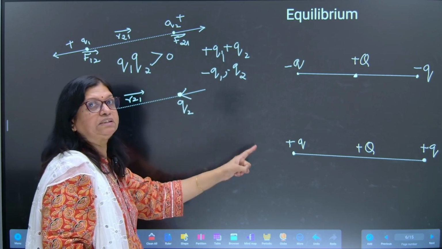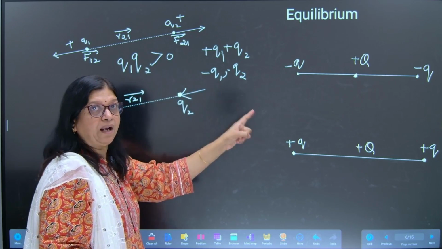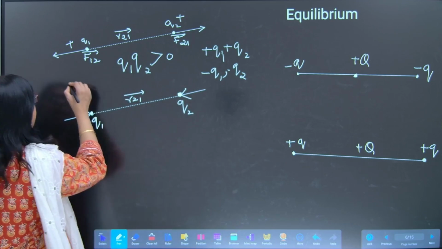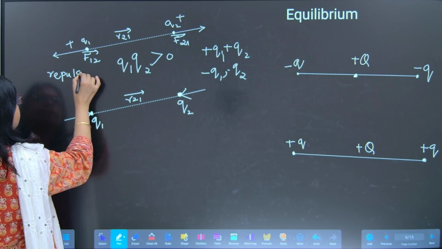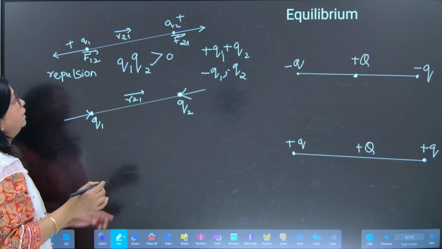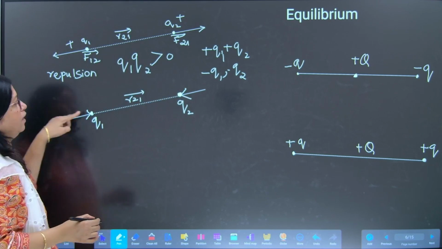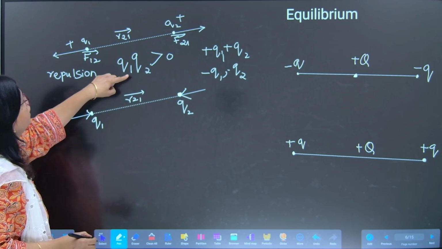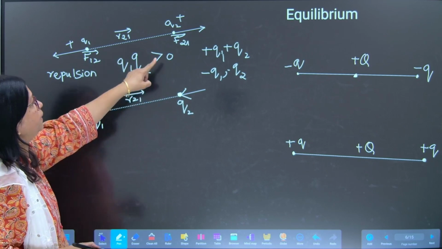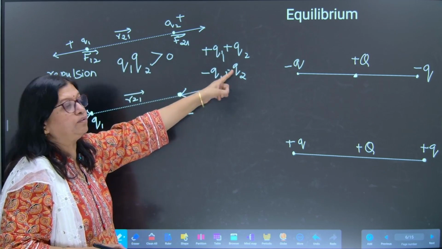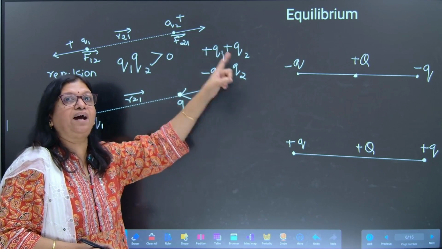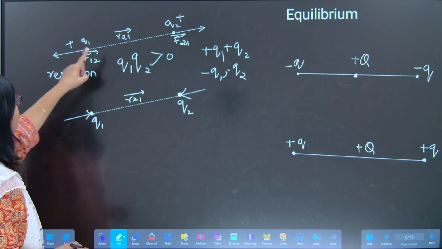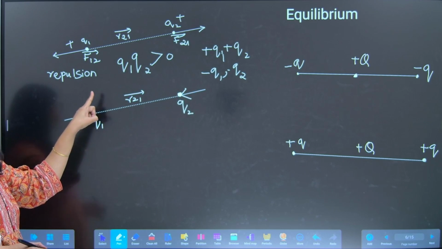That means both the charges will repel, and the answer which we get is repulsion. So you have to learn it as a complete package that if Q1 Q2 is greater than 0, it means both the charges are positive or both the charges are negative. Because these two charges are like charges, they will definitely repel.